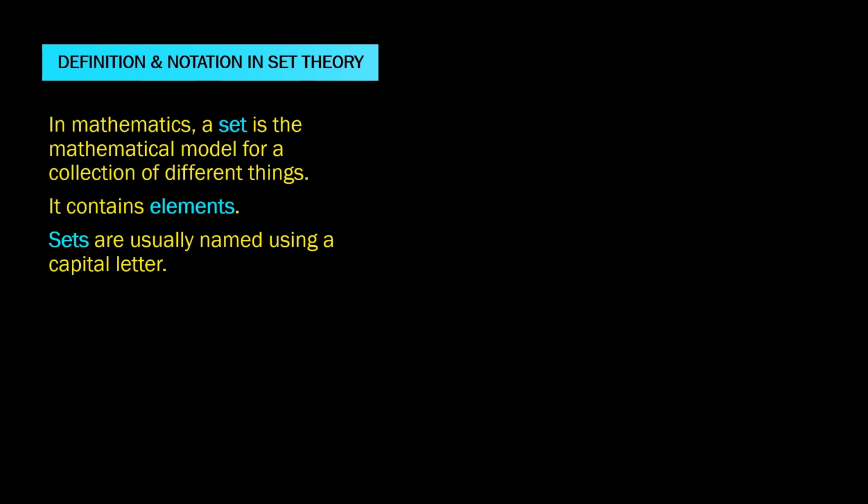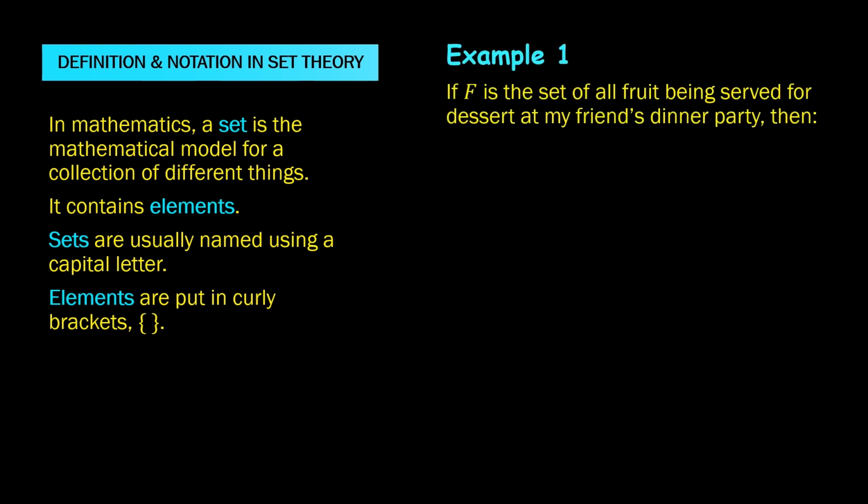Sets are usually named using a capital letter, and elements are put in curly brackets. So, for example, if F is the set of all fruit being served for dessert at my friend's dinner party, then F equals {bananas, cherries, mangoes}.